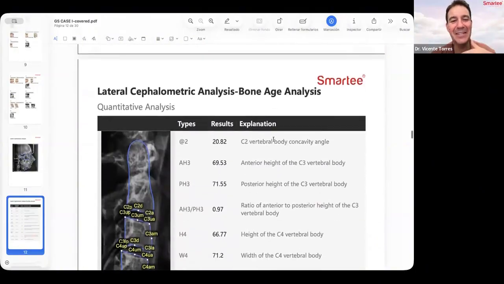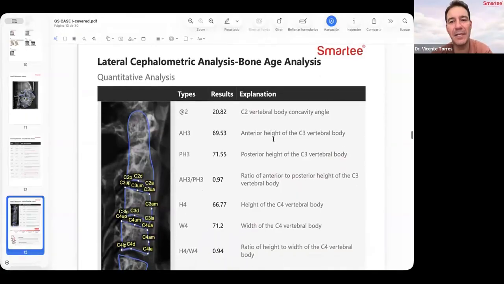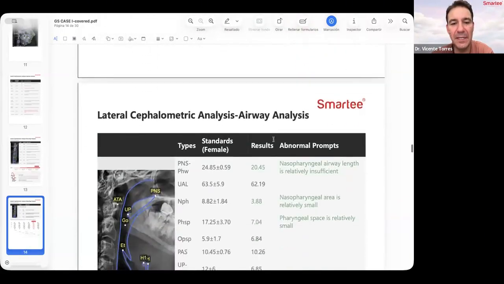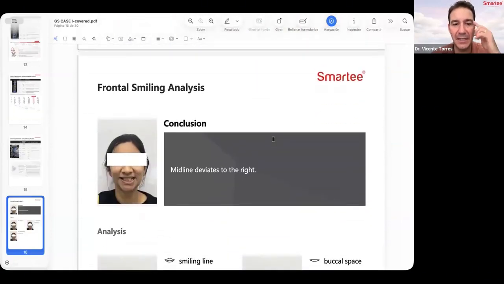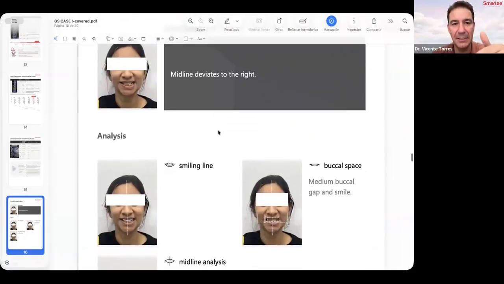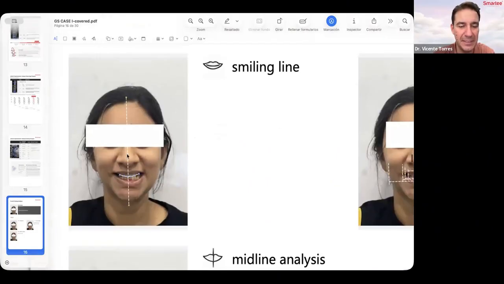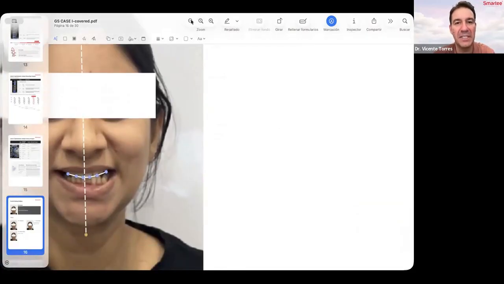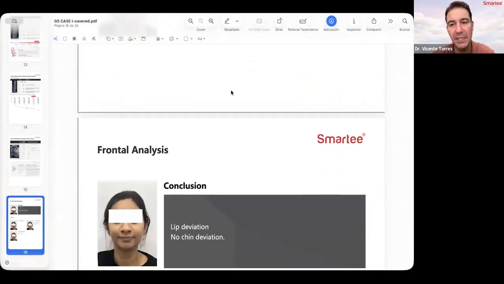But you can see here, of course, you have the quantitative analysis from the bone age analysis, and you have the airway, and the patient's front smiling analysis. You can see here, for example, the upper midline is centered with the facial midline, and the lower midline has a little deviation to the left of the patient. And everything you can see here is automatic with the oral health report.